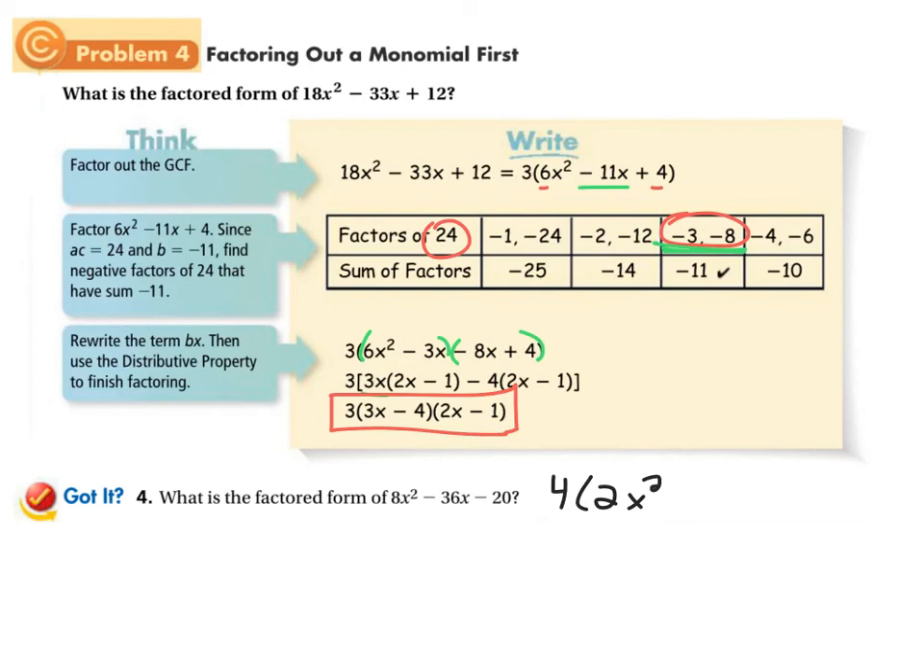What is negative 36x divided by 4? It is negative 9x. And what is negative 20 divided by 4? It's negative 5. Okay? So that's what we've got. We're going to continue to have that 4 sitting out front. And the question now is, what is A times C? What is 2 times negative 5?